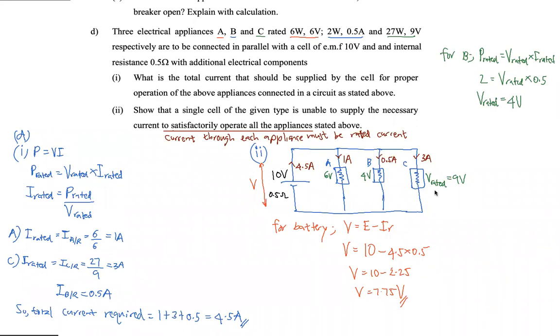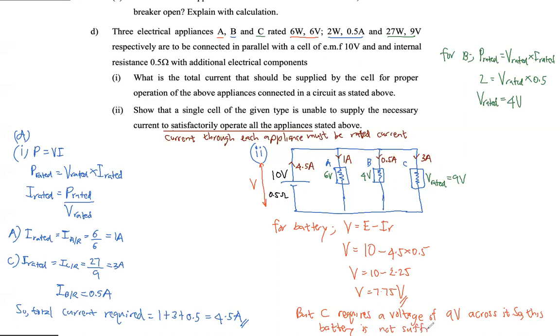But C is a problem. We have 7.75 volt, but C requires a voltage of 9 volt across it. So this battery is not sufficient. Understood? That's all.